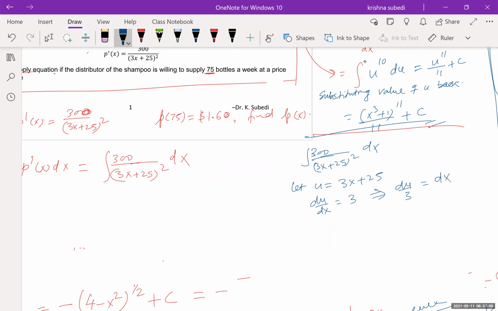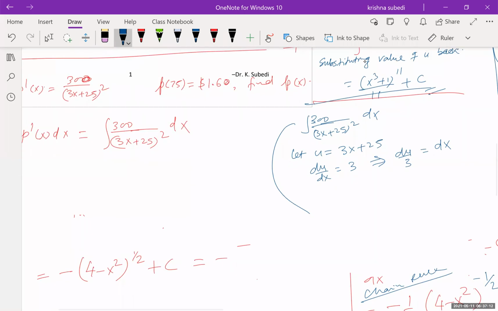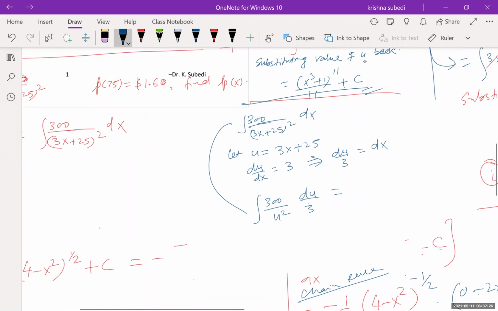Okay, now let us substitute the value. So 300 dx is 300 du over 3, and then this guy is over u squared. So that's going to give me 100 u to the negative 2 du. Right? 3 times this is 100. And so du over u squared you can write as u to the power negative 2 du. And that's going to give me 100 times u to the negative 2 plus 1, which is u to the negative 1, over negative 1, plus c.